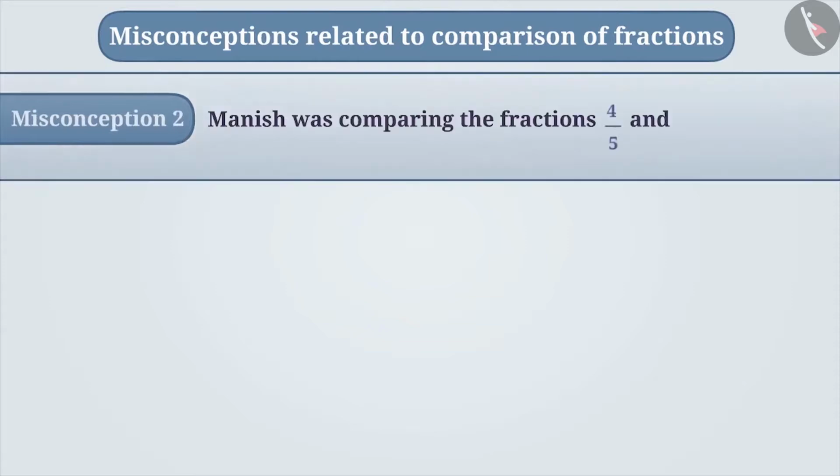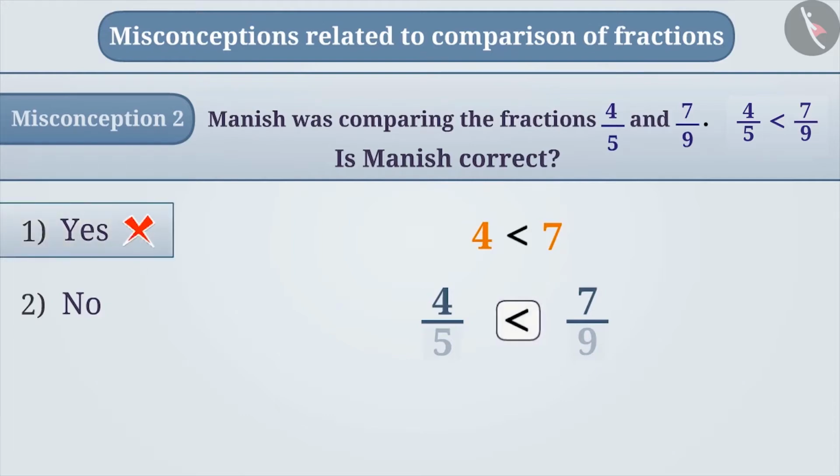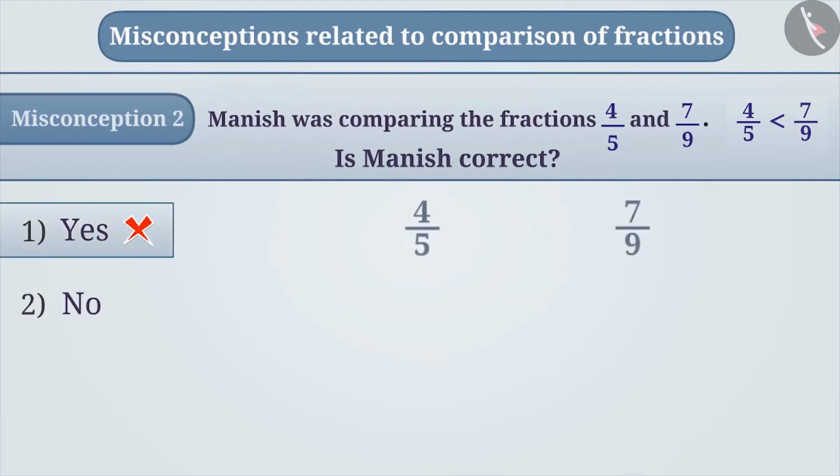Misconception 2. One day Manish was comparing the fractions 4/5 and 7/9. According to him, the fraction 4/5 is smaller than 7/9. Is his answer correct? Sometimes denominators are ignored and it is understood that the fraction with the smaller numerator is smaller. Here, the numerator 4 is smaller than the numerator 7. Therefore, the fraction 4/5 is considered to be smaller than 7/9 and option 1 is the chosen answer. This is incorrect.